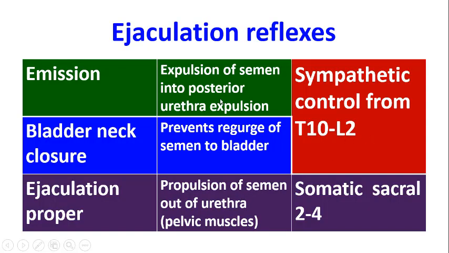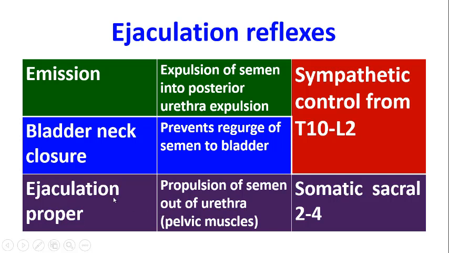The ejaculation reflexes include three components: emission and bladder neck closure occurring together and are under the sympathetic control, thoracic 10 to lumbar 2. Emission means the expulsion of the semen into the posterior urethra, and the bladder neck closure occurring to prevent regurgitation of the semen into the urinary bladder.